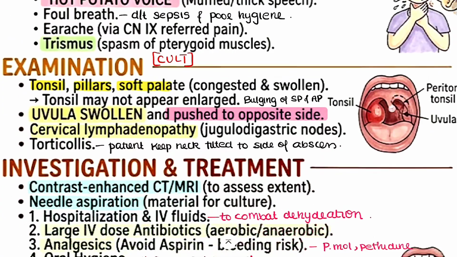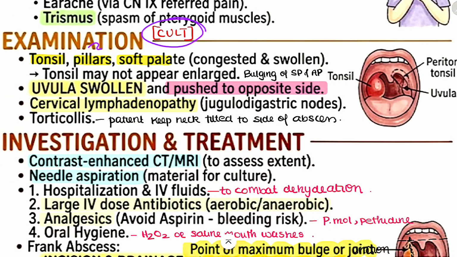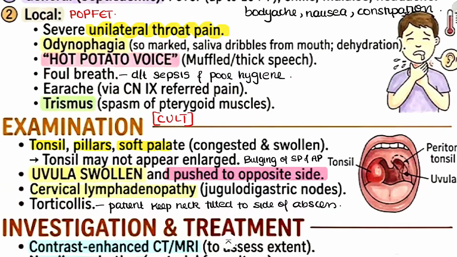Now coming to the examination features, remember it by CULT. What is C? Congested tonsil pillar, soft palate. Uvula is swollen and pushed to the opposite side. L for lymphadenopathy, that is cervical lymphadenopathy, mainly the jugulodigastric nodes. And torticollis, that is the patient keeps the neck tilted to the side of abscess. So this was all about the clinical features.